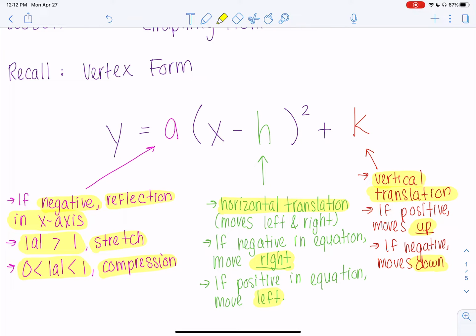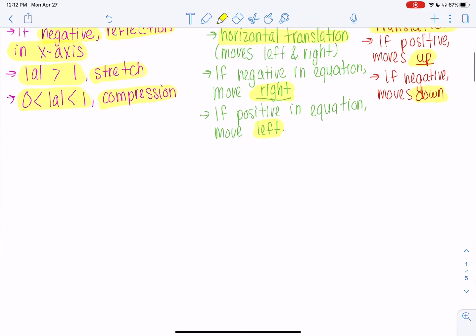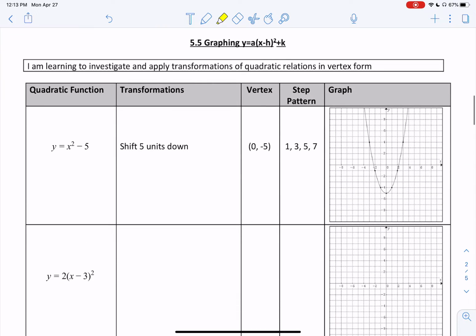Now what we're going to do in this lesson is use those facts to try to graph this by hand. Before this, we have done some graphing, but we haven't been graphing it by hand. So we're going to use all of those pieces and try to put everything together.